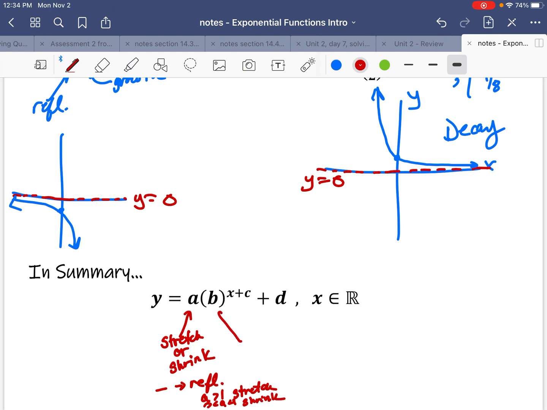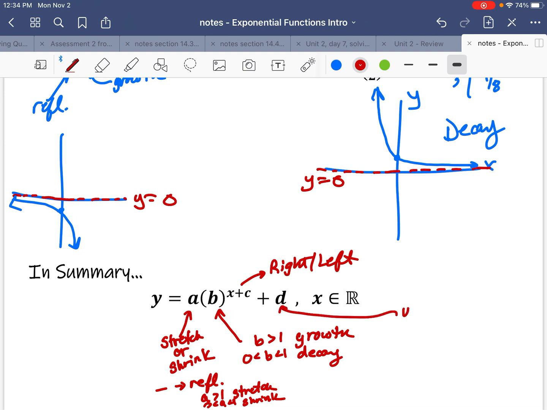Okay, this piece right here, if your b value is bigger than 1, that's going to indicate a growth problem. If your b value is between 0 and 1, a fraction like 2/3 or something, then it's going to indicate a decay. All right, this part up here is going to move you to the right or left. So that's your right or left motion.